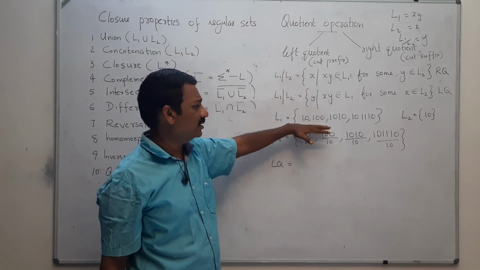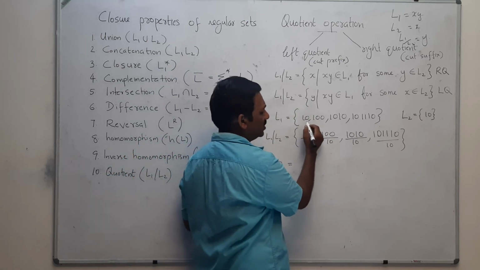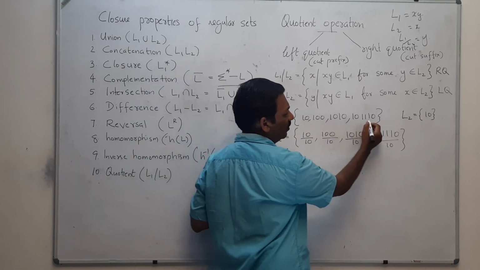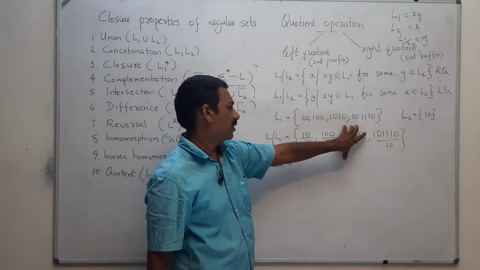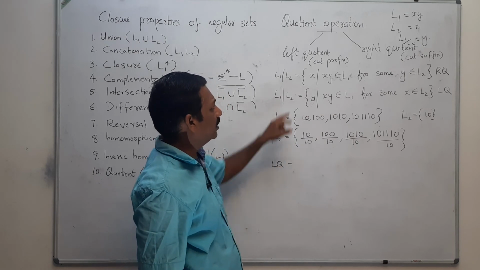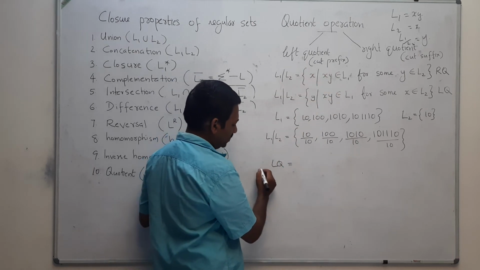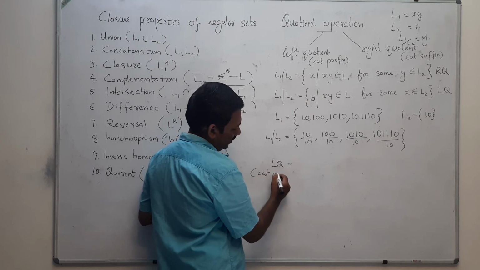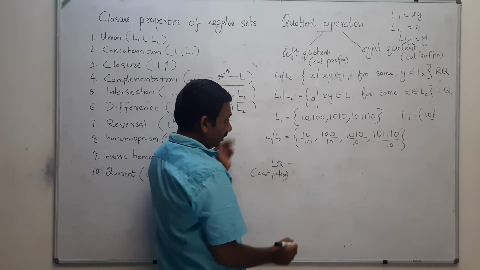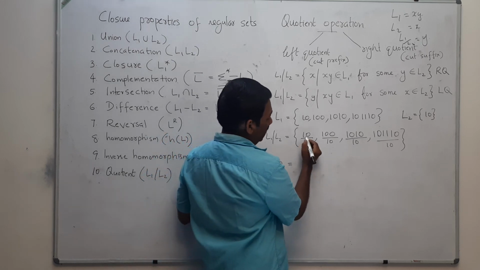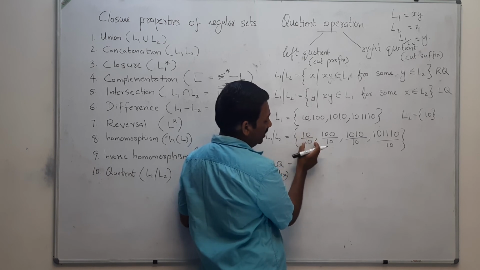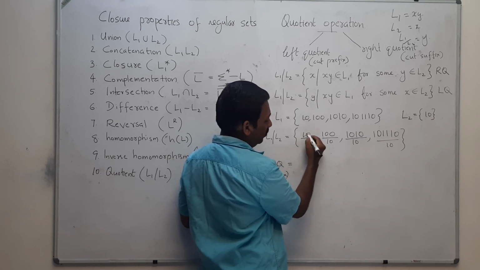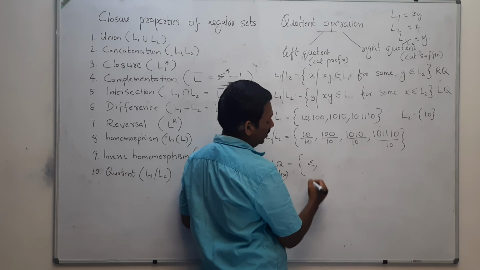Now an example. L1 is 1 0 1 0 0 1 0 1 0 1 0 1 1 1 0, and L2 is this one, and L1 by L2 is this. The left quotient is cutting the prefix. Say 10 by 10: you verify whether the left end is 10. 10 and 10 cancel, and what remains is epsilon.